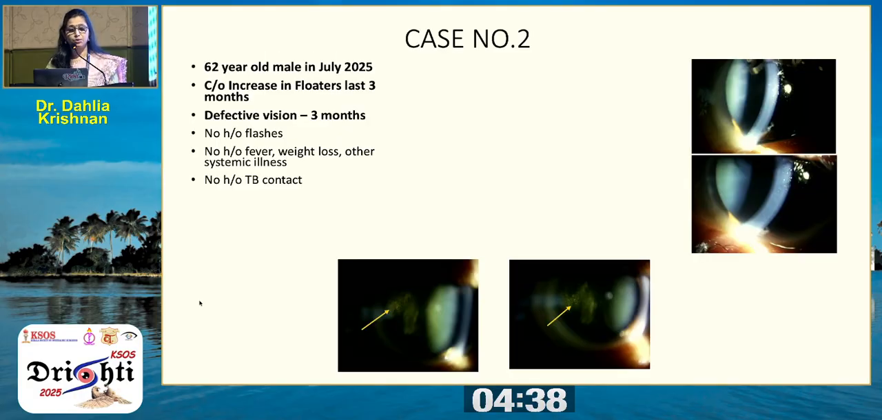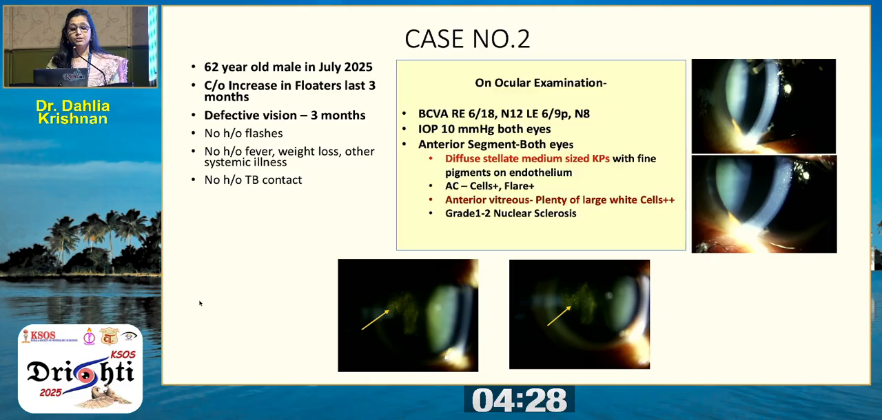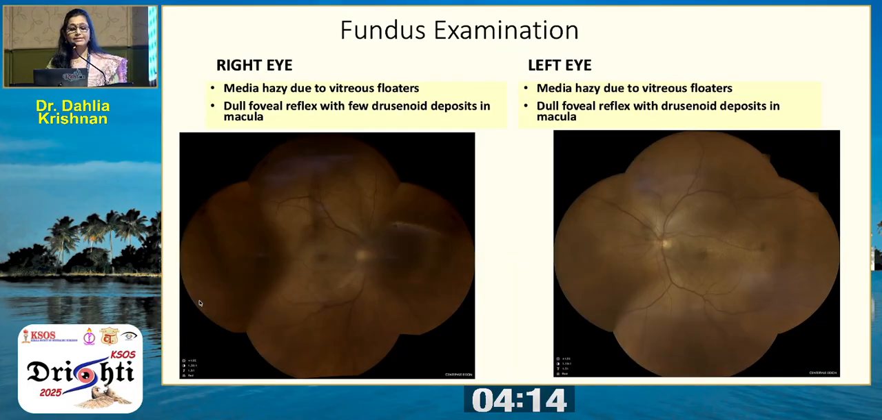Coming to case number 2, a 62-year-old male who consulted me in July 2025 with complaints of increase in floaters in the last 3 months. On ocular examination, it was a bilateral Fuchs-like presentation, with diffuse stellate medium-sized KPs, and the anterior vitreous had plenty of large white cells. Bilateral Fuchs is a rarity. So here itself the red flags came. On fundus examination, almost a similar picture.